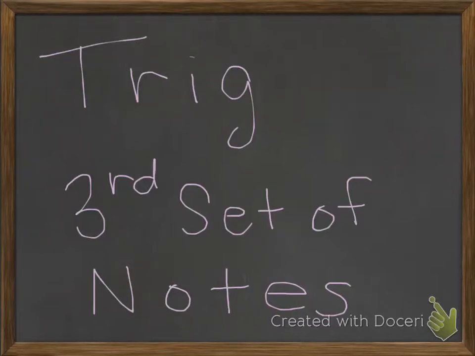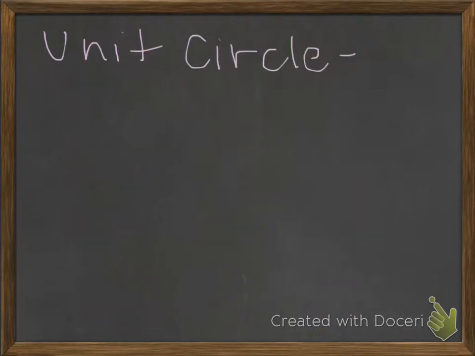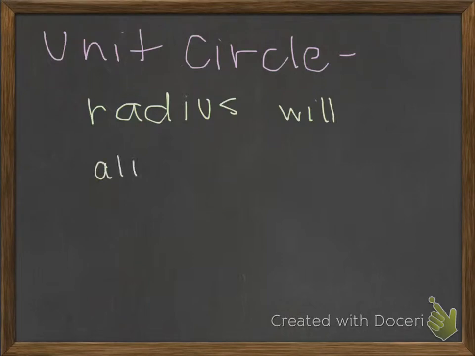Okay, today we're doing the third set of notes and we're going to do the first page front and back. So at the top of your page, I want you to notice that it says the unit circle, and something I want you to write down for the definition of a unit circle is that the radius will always be 1.